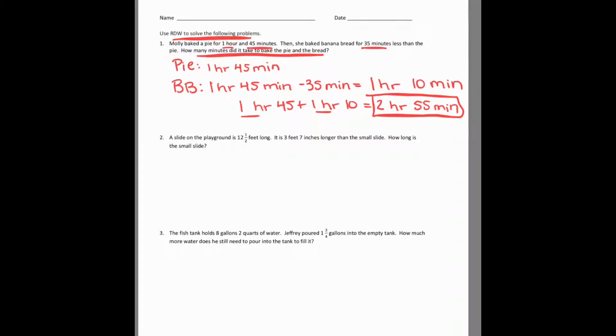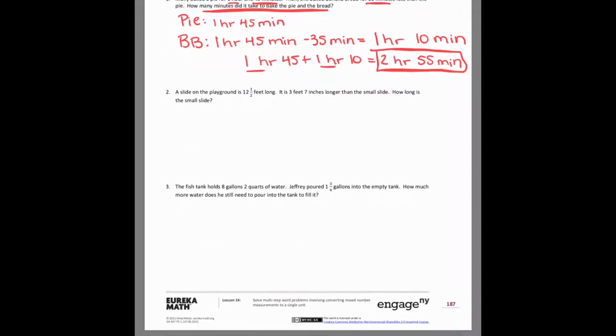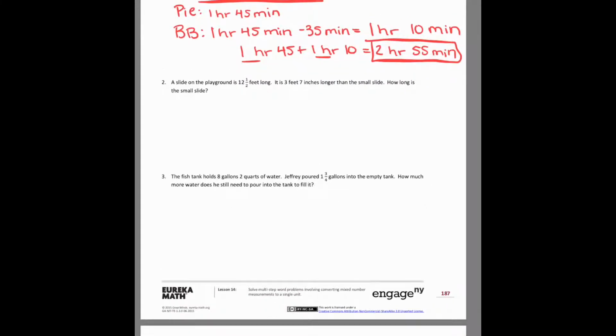Alright, let's look at number 2. A slide on the playground is 12.5 feet long. It is 3 feet 7 inches longer than the small slide. How long is the small slide? So if it's that much longer, we're going to have to subtract that distance to figure out how much the short slide was, because it's shorter.